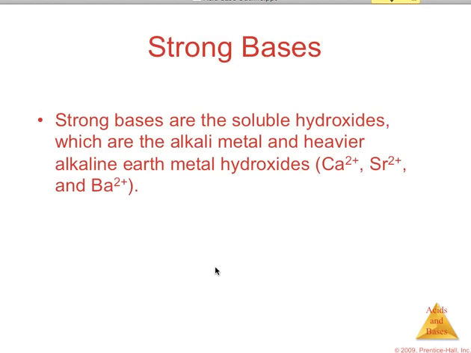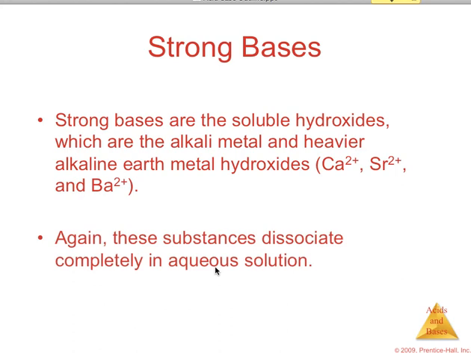Okay. Strong bases, soluble hydroxides, alkali metals, heavier alkaline earth hydroxides. Again, those substances dissociate completely in an aqueous solution. Be aware, though, that your concentration of the hydroxide is going to be dependent on whether I have an alkali metal or an alkaline earth metal. Because remember, calcium hydroxide has 2 hydroxides in the formula. So when it fully dissociates, I get the calcium ion and 2 hydroxides. So be aware of that when you are determining the concentration. Next, we will talk about weak acids and bases in the next screencast.